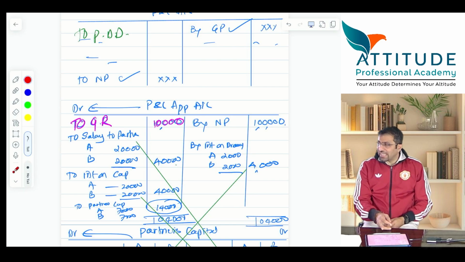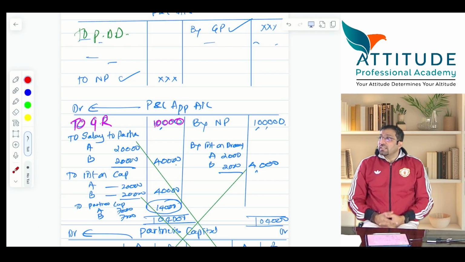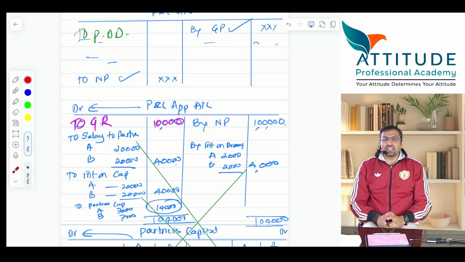And generally this salary entry need not be passed every month. Yearly entry you can pass. You can withdraw as salary. You can keep a note. On the last day, that is 31st March, you can pass an entry. One single entry can be passed. Clear? Up till here, any difficulty?